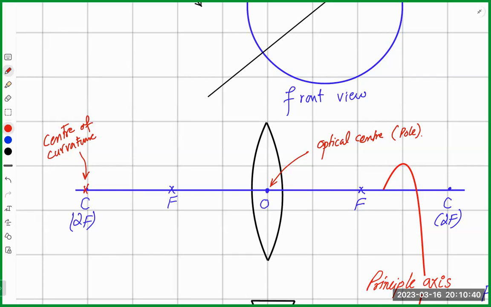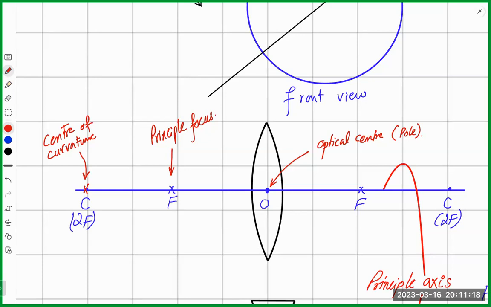The midpoint of the center of curvature and the optical center is called the principal focus. And we have a replica of the principal focus and center of curvature on the other side, because I hope you can see that there is this arc as well. The arc on the left has its center on the right. The arc on the right has its center on the left. So there will be two centers, two focal points, and one optical center for a lens.